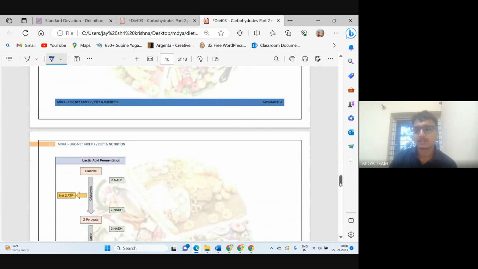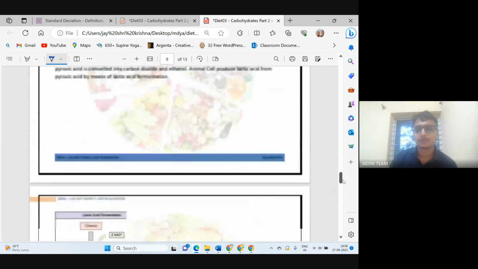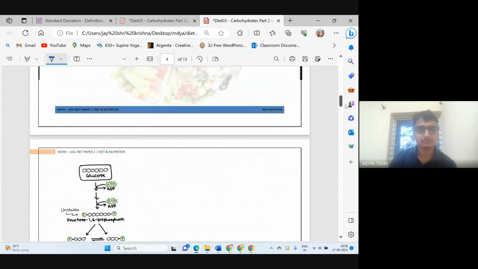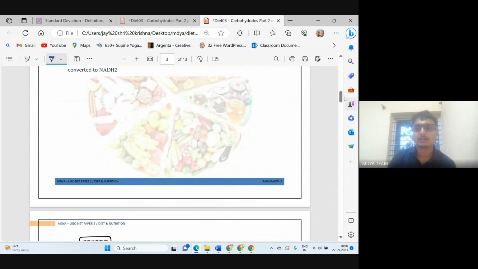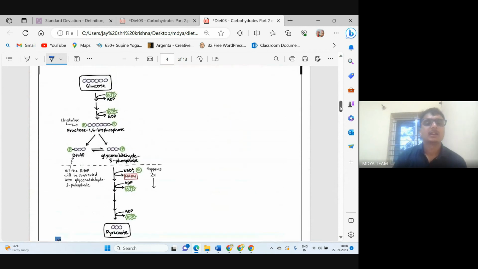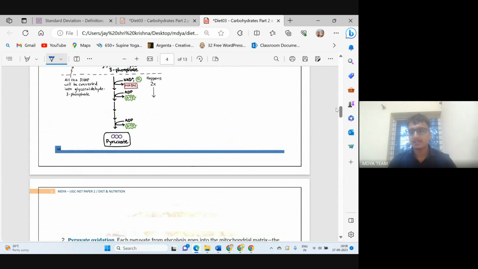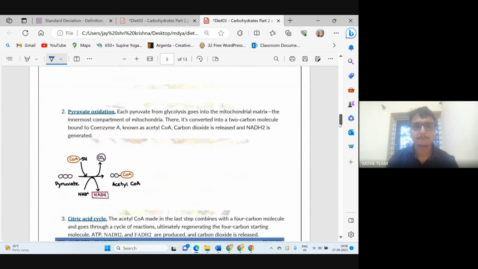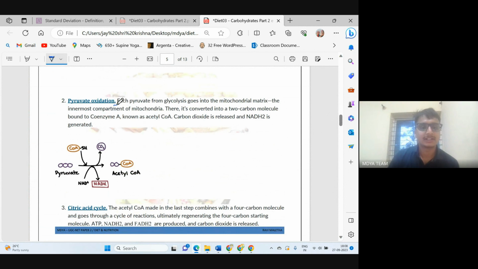Next, this is actually anaerobic respiration. The first step is the same for both aerobic and anaerobic, which I will explain later. Second step is pyruvate oxidation. Each pyruvate molecule reacts with coenzyme A, and in this reaction one carbon is removed and one NADH is formed.